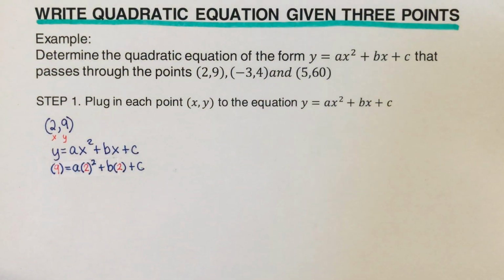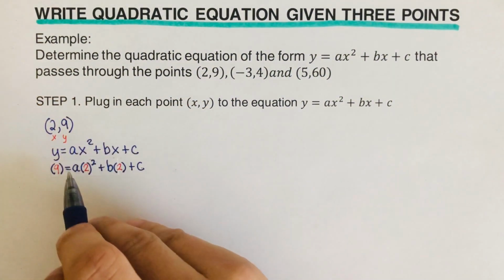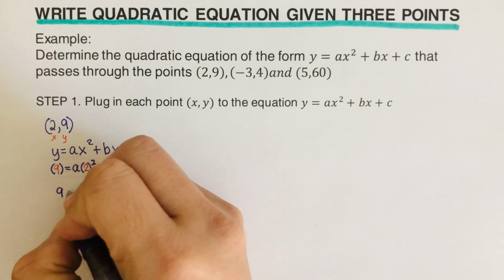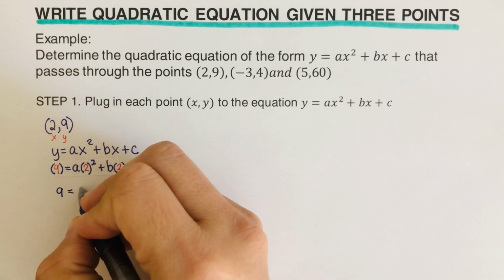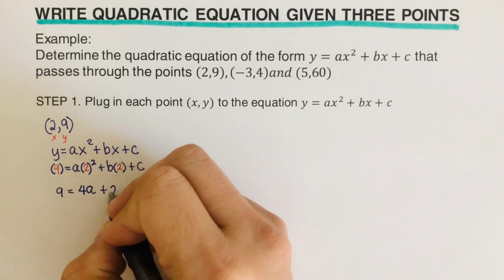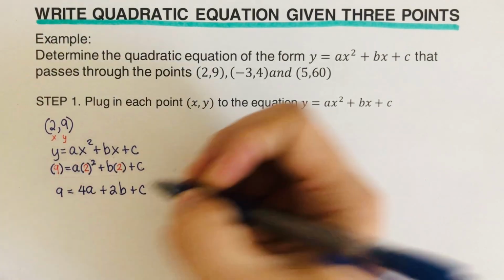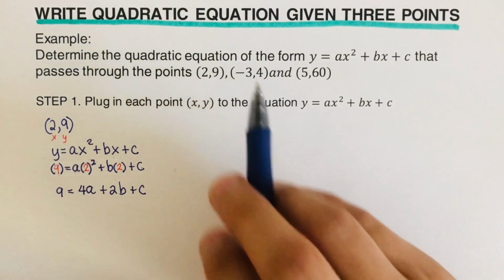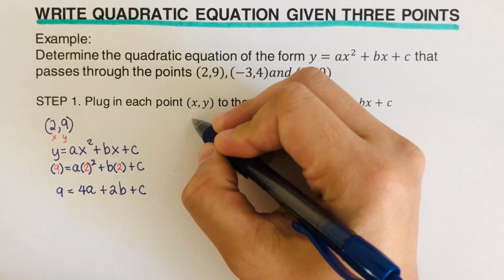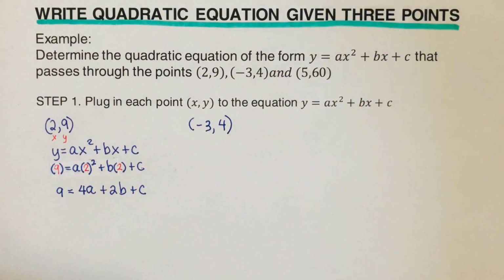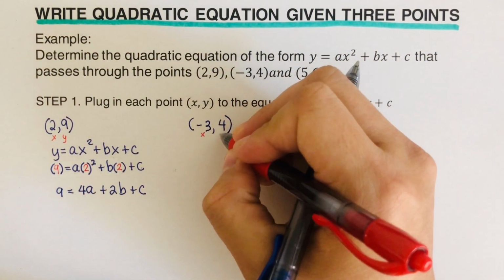So then from here, we can go ahead and simplify the equation for the first one. That would be 9 is equal to 2 squared, which is 4a, plus 2b plus c. So this is our first equation. Now let's look at the second point so that we can come up with the second equation. That is (-3, 4). Again, remember this is the x and this is the y.